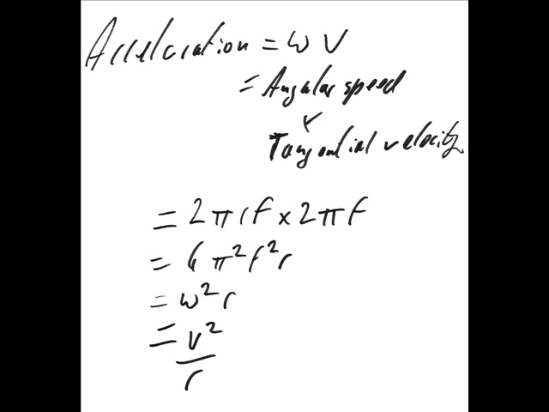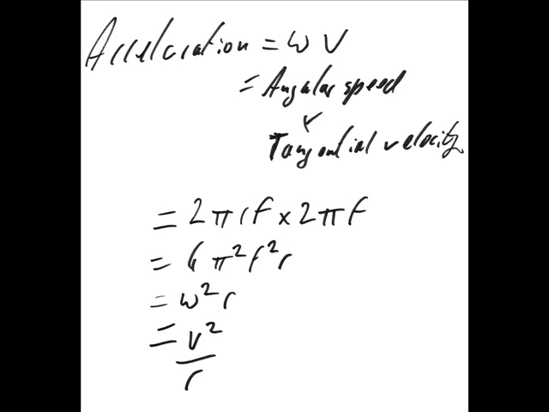Acceleration in terms of angular speed is given by acceleration equals angular speed squared multiplied by the radius of the circle. You simply express tangential velocity as 2πrf and replace 2πf with ω. Omega, the angular speed, equals 2πf, and tangential velocity equals 2πfr, where r is radius and f is the frequency. This means that acceleration is 2πfr times 2πf, which equals 4π²f²r, or ω²r, where ω is angular speed.